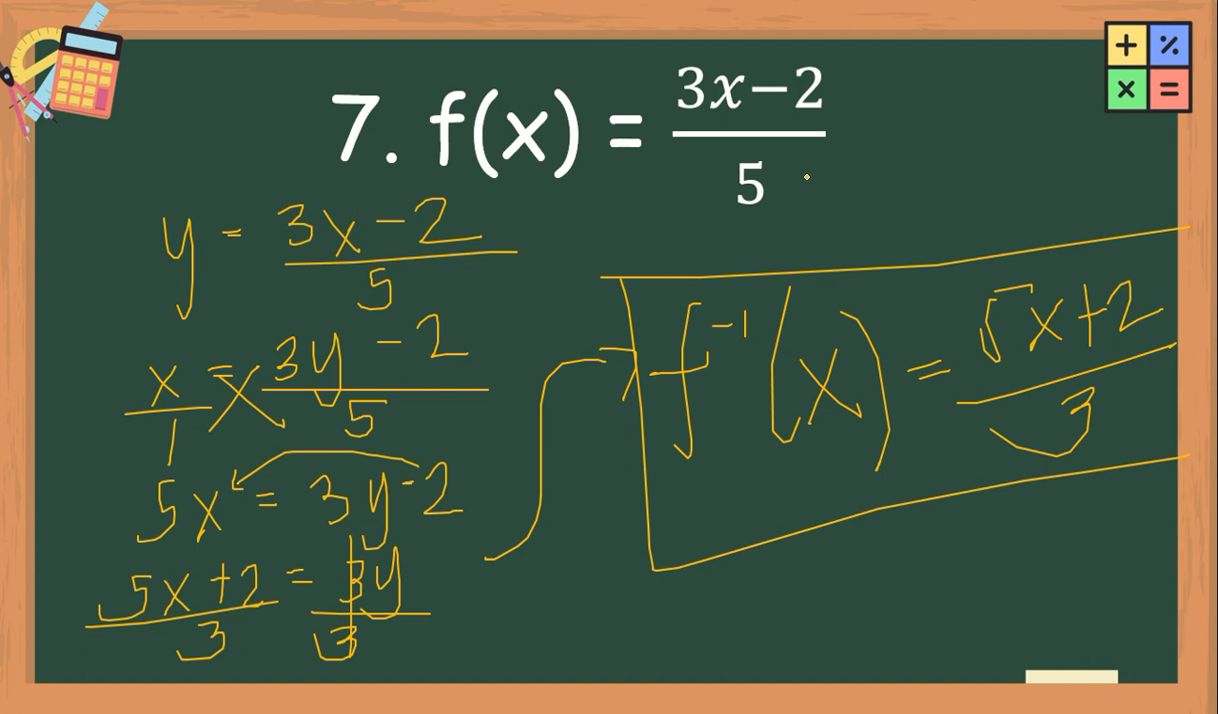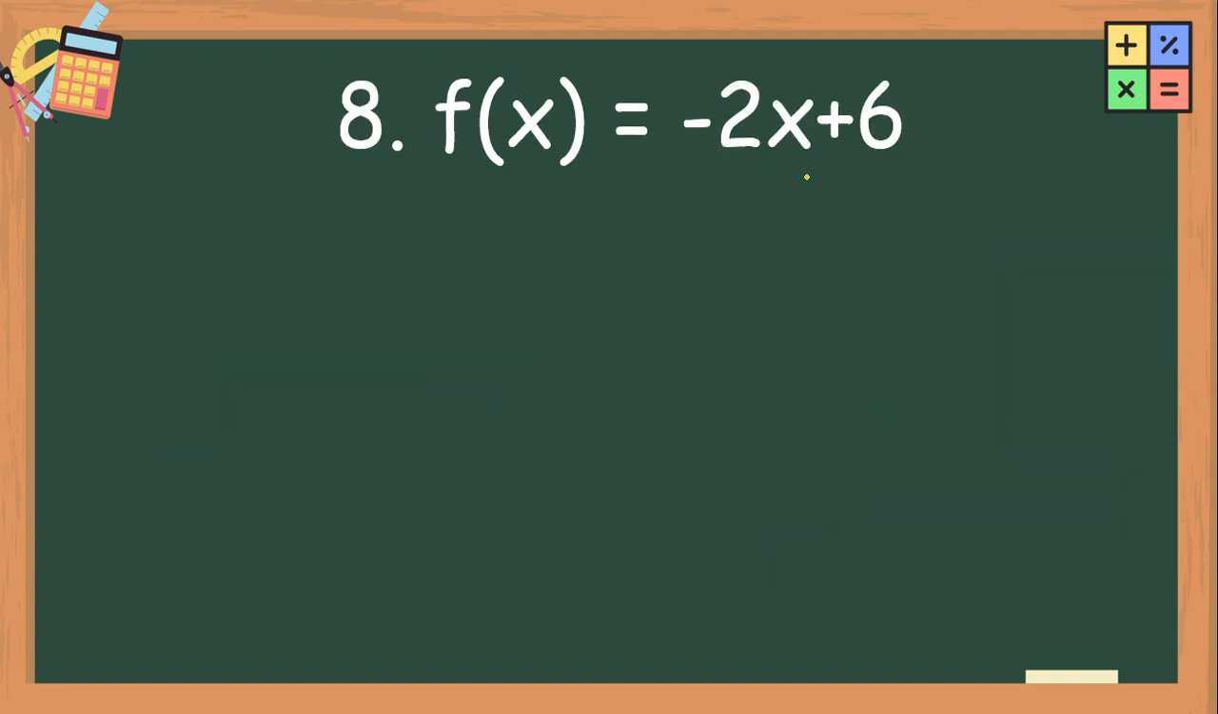Okay, let's move on to number 8 naman. So, number 8 is negative. Nagbigay ako ng negative, baka magbigay sila sa exam ng negative. So, try natin siyang isolve. So, y is equal to negative 2x plus 6. Interchange na natin, paulit-ulit lang yung ginagawa, no? So, ganyan lang po siya. X is equal to negative 2y plus 6.